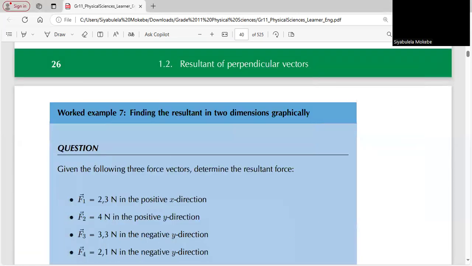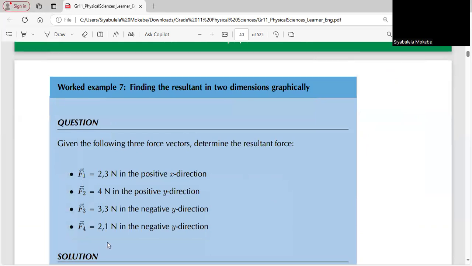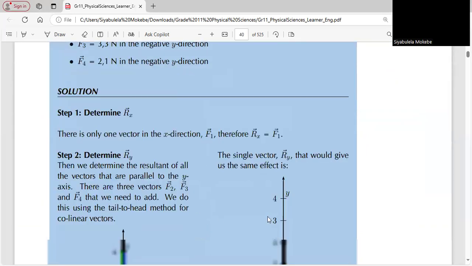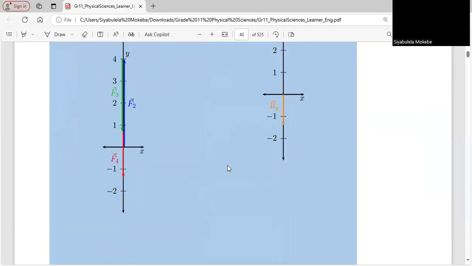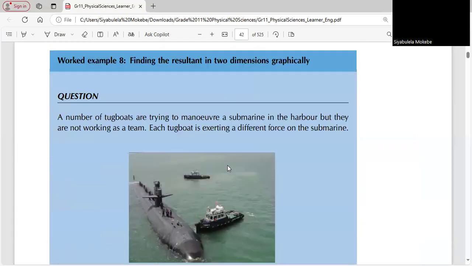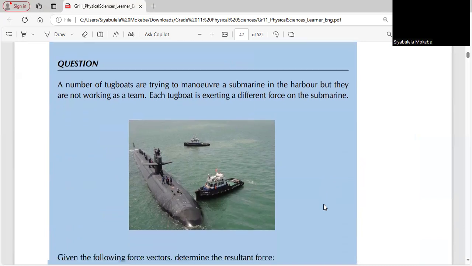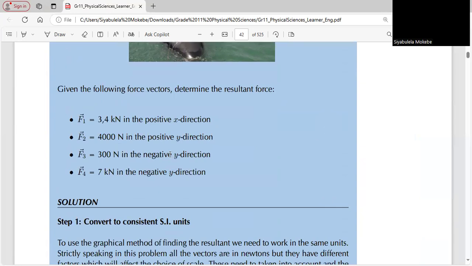Okay, now we are given 4 vectors. Again, you need to use the very same logic to find the answer. A number of tugboats are trying to maneuver a submarine in the harbor, but they are not working as a team. Each tugboat is exerting a different force on the submarine.